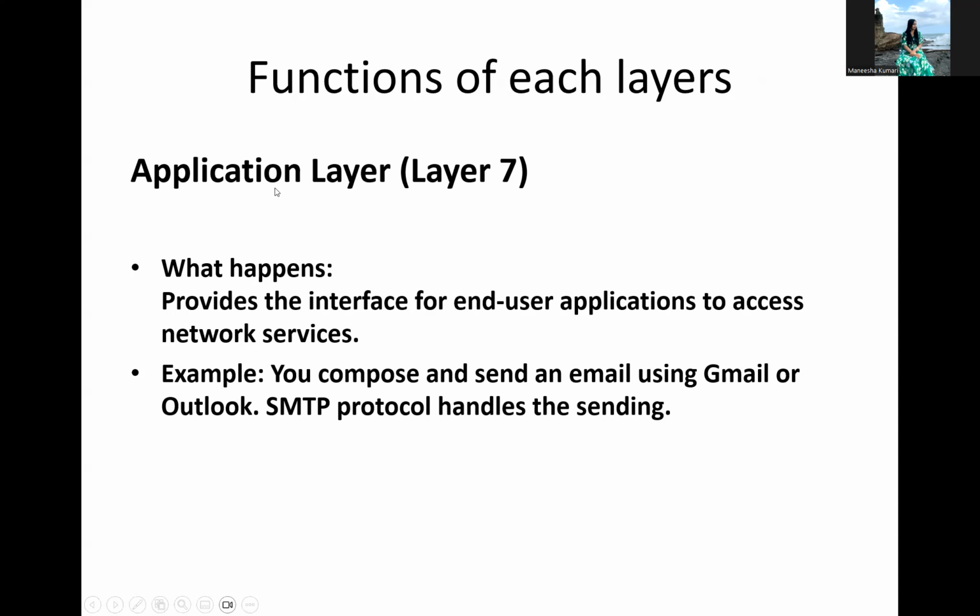So application is layer 7. We'll discuss from top to bottom. So application layer, what happens in this layer? It provides the interface for end user applications to access the network service. Whenever you are going to explain the OSI model, it's always preferred that you take an example and try to make them understand what is happening in each layer.